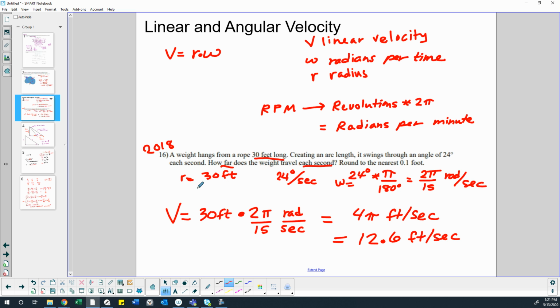Meanwhile, the radius is 30 feet. So using our v equals r omega formula, we do 30 feet times omega, r times omega, 2 pi 15ths radians per second. So the radians does not end up in our final answer. This just has to do with finding the linear distance around the circle, or the arc length in this case. So 30 divided by 15 is 2, and 2 times 2 pi is 4 pi. Put that in a calculator and round it to the nearest point 1 foot, and we get 12.6 feet per second.